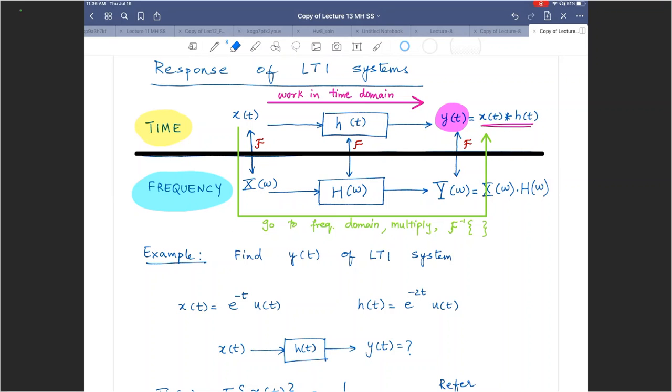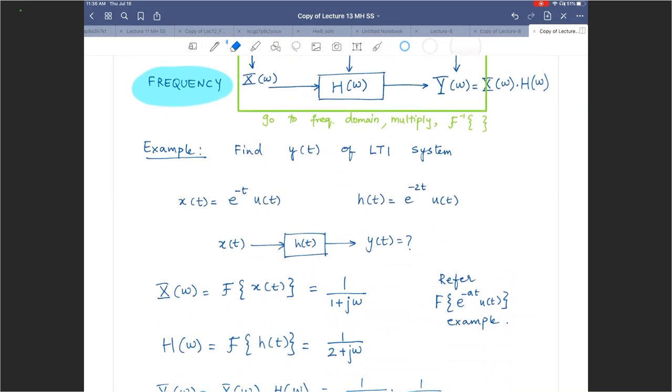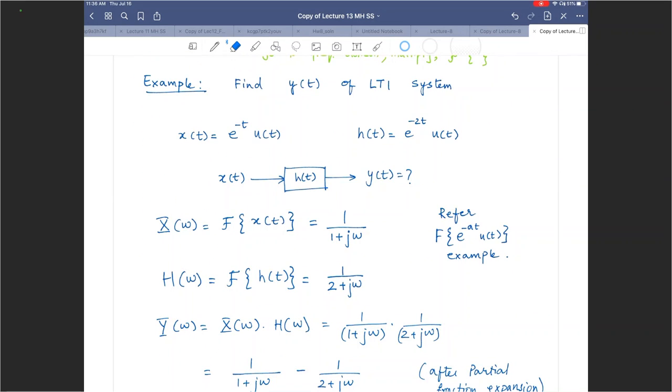Okay, here we are doing an example. Next, find the output y of t for an LTI system. You are given the input as e to the minus t u of t, and you're also given that the impulse response of this LTI system is e to the minus t u of t. Can you guys think about a system that looks like that? An LTI system whose impulse response is e to the minus t u of t. Anyone?